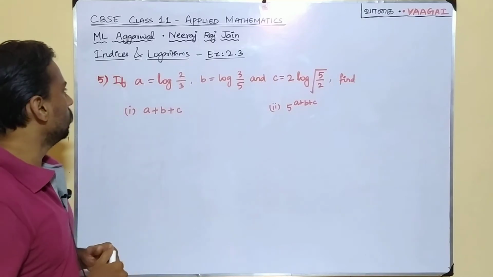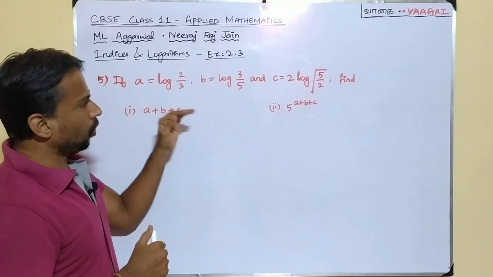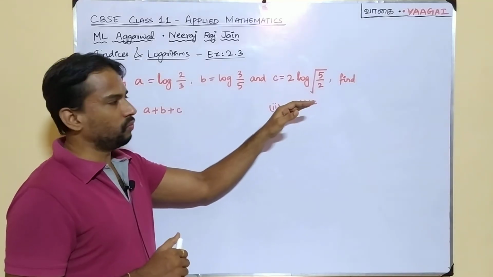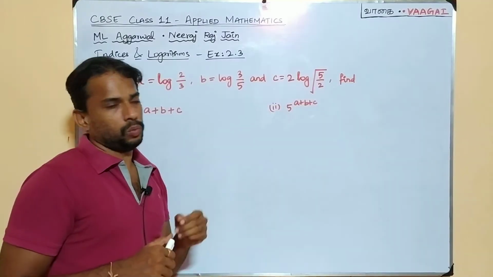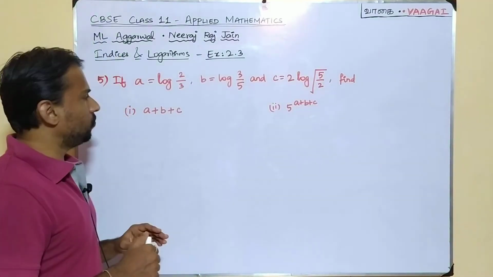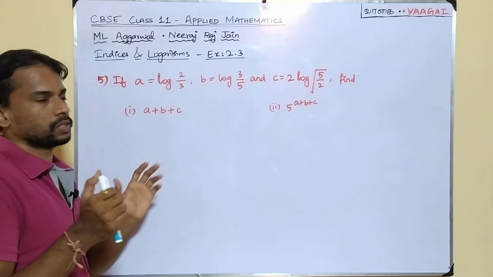Question number 5: if a is equal to log 2 by 3, b is equal to log 3 by 5, and c is equal to 2 log of square root of 5 by 2. The square root is for the whole of 5 by 2. Then find the values of the two subdivisions, the expressions given.